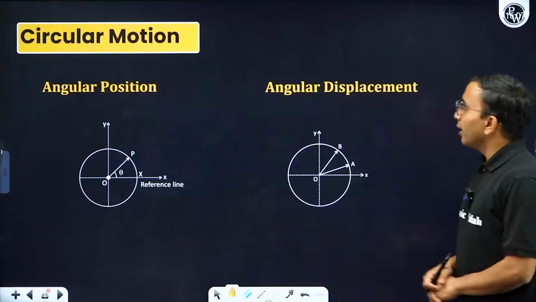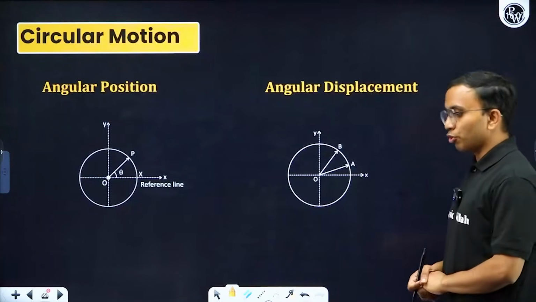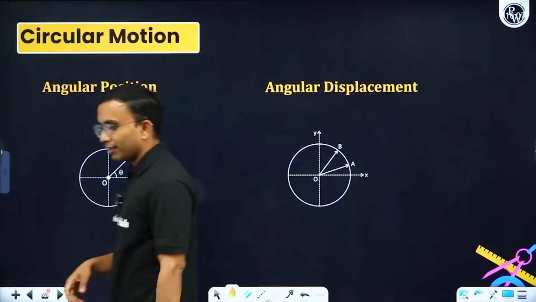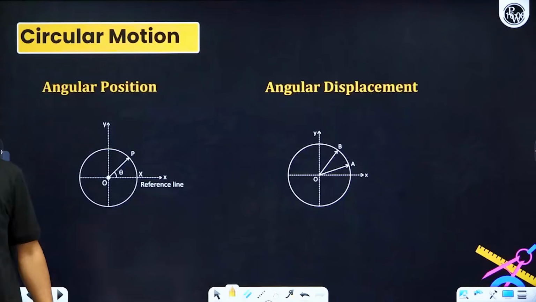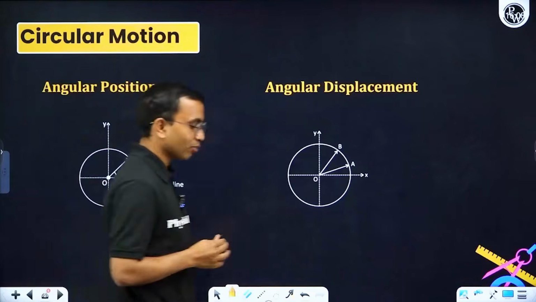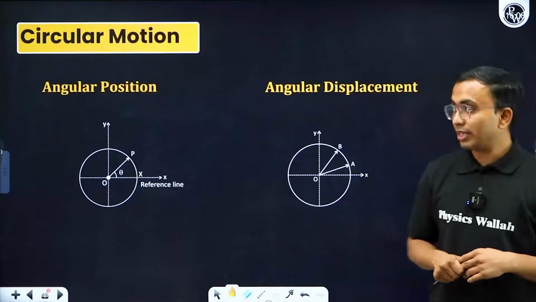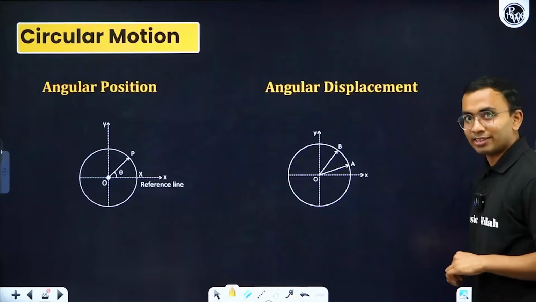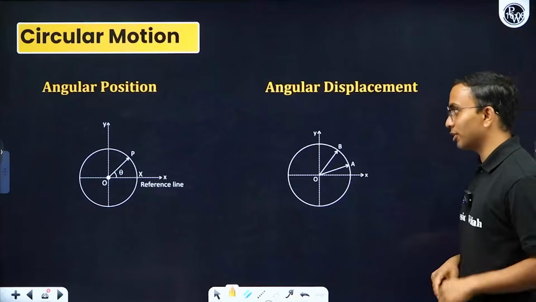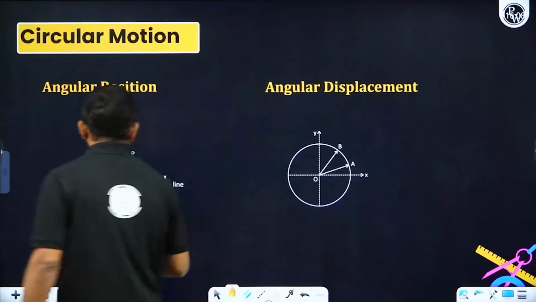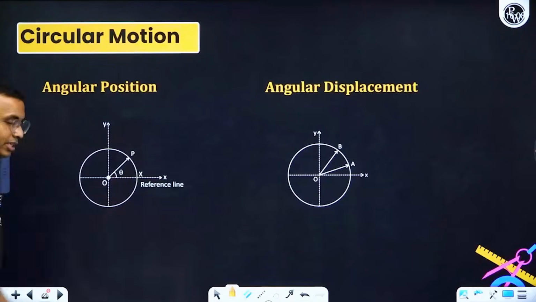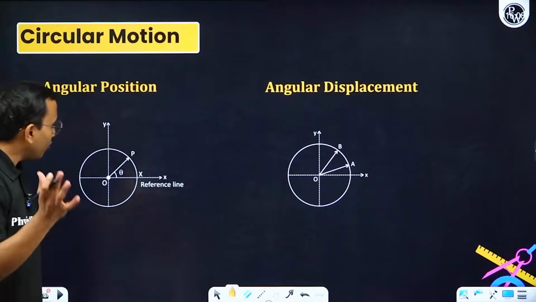Okay. Now we are moving to circular motion, and this is also a part where many times questions are asked, and they are, I'll say, simple and easy. So let us understand the key concepts of circular motion. First of all, circular motion means a particle moving in a circle. You all know that. How do we define the position?